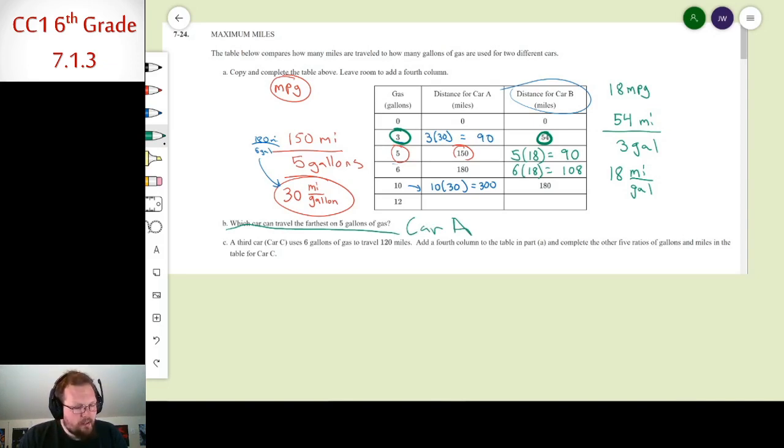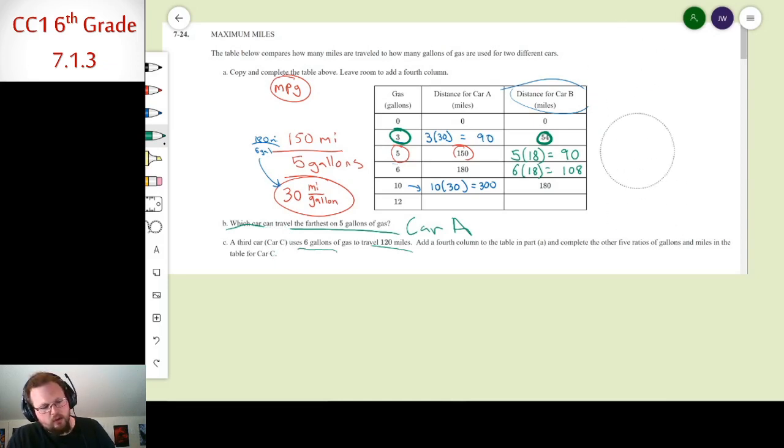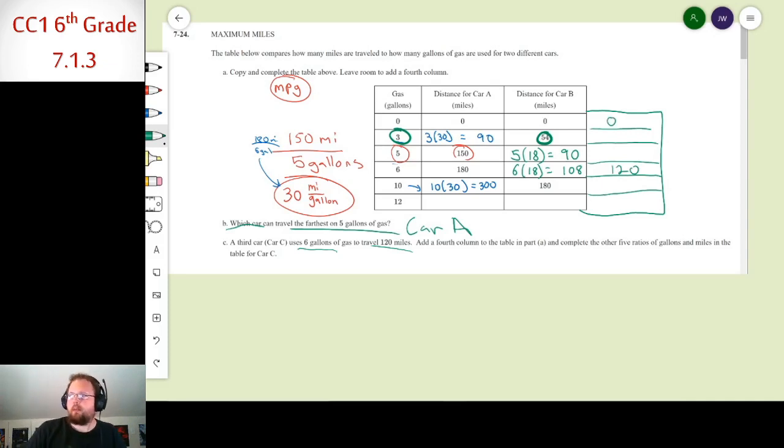Now, I will ask you to try to fill in a table for car C if you know that it uses 6 gallons of gas and travels 120 miles. In other words, you're going to just add another column to this table, but at the spot where it's the 6 gallons, you're going to put 120 miles. And you also know that 0, 0 is part of your table. So I'm going to ask you to do that. Pause the video, try to fill it in, and then we'll come back and make sure that you have this.